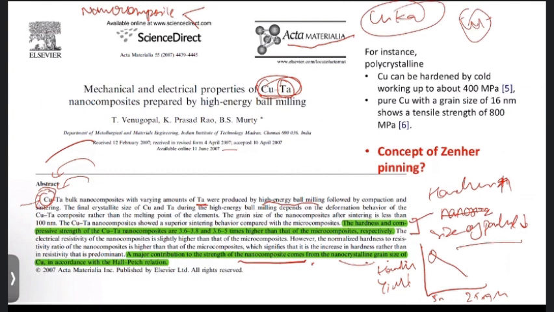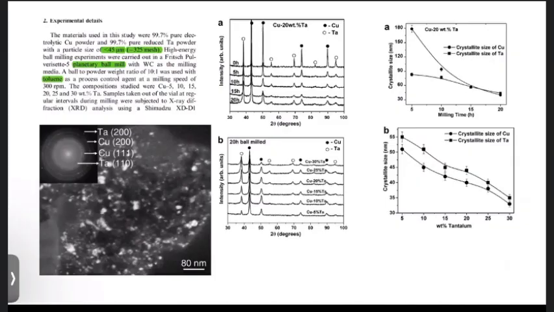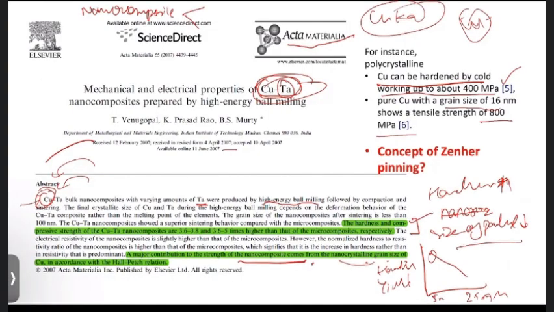This is the purpose for which we make nanocomposites. Why are we making copper tantalum here? As this paper has discussed, nanocrystalline copper is able to give hardness up to 400 megapascal, which is such a good property. Also, another paper claimed that pure copper with a grain size of 16 nanometer shows a tensile strength of 800 megapascal.